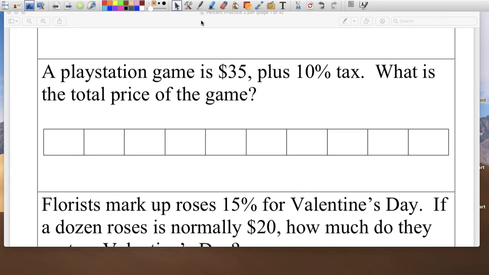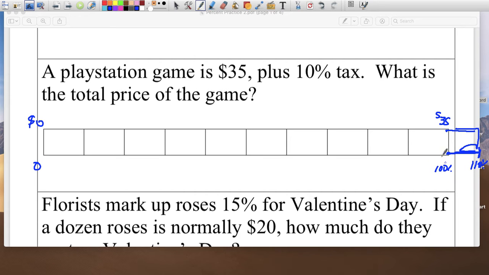PlayStation games, $35 plus 10% tax. All right, so let's just keep this simple. 0%, 100%, $0. And right now, full price is $35, right? And we can write 10%, 20%. But we want to add, we got to pay tax, so tax is 10%. In this case, 10% represents a whole full box, right? So 100%, 110%. That's your new total.